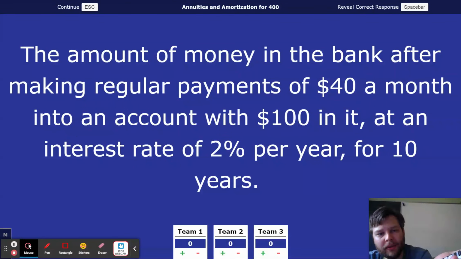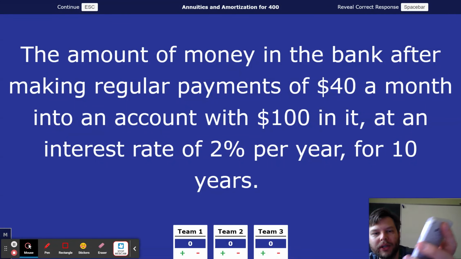Okay, the amount of money in the bank after regular payments of $40. So I'm going to make my payments 40.